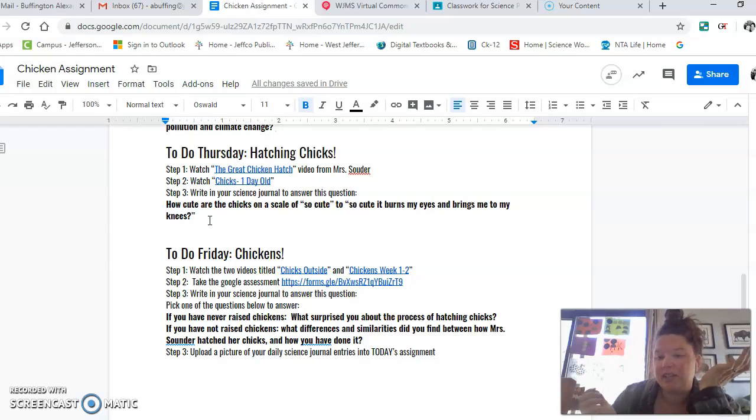How cute are the chicks? On a scale from so cute on the low end to so cute it burns my eyes and brings me to my knees on the high end, or anywhere in between, or even higher. You describe to me, how cute are the chicks? Because they're so fluffy and cute. Maybe not super cute when they first come out of the egg. They look a little bit dinosaur-like, but they get really cute when they dry out and they're fluffy.